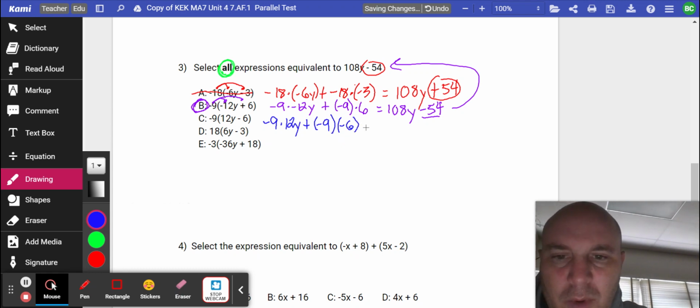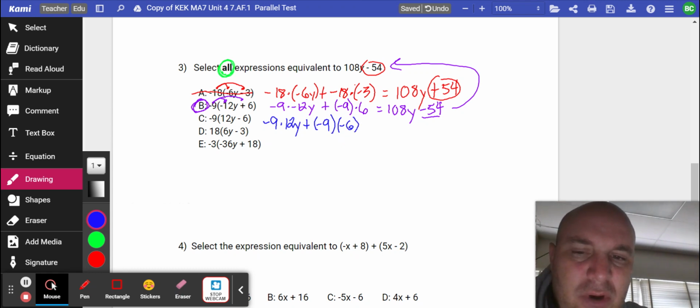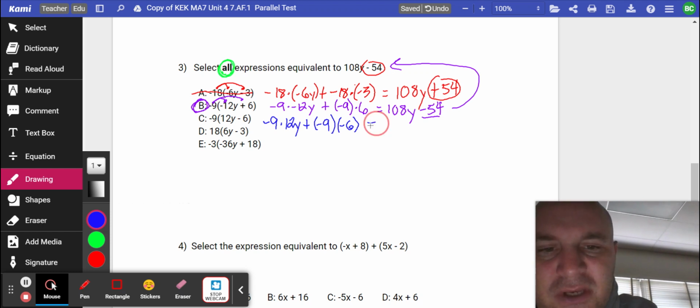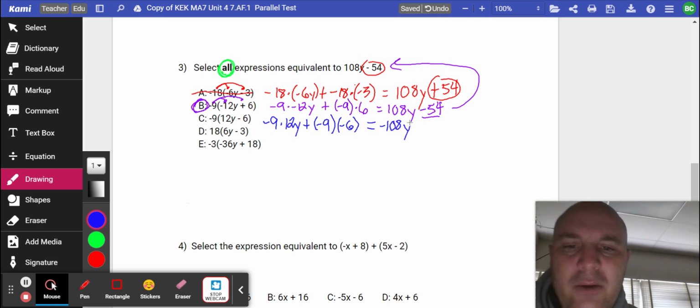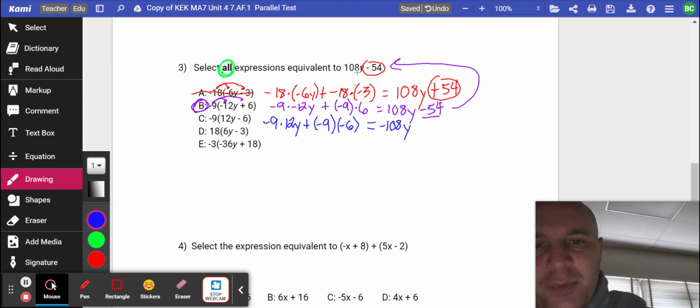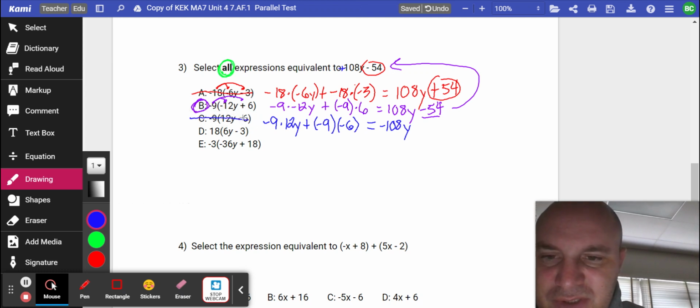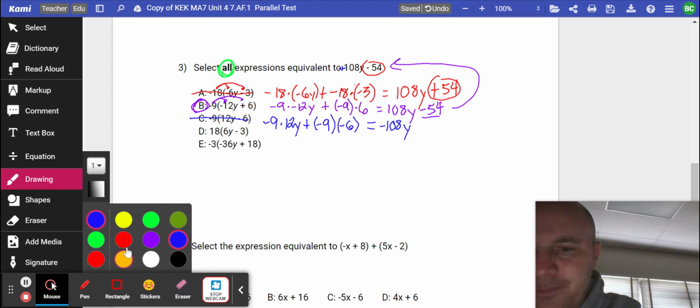Right away, I got negative 9 times 12y, and I know that a negative times a positive is a negative. So that's a negative 108y. Right away I realized I can stop right there because the initial expression has a positive. So this came out to be a negative 108, which means that one's not going to be one of our answer choices. So we continue on.